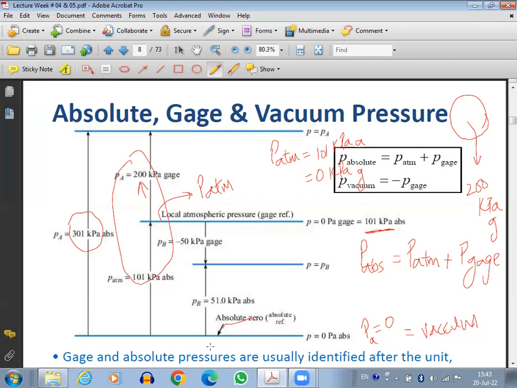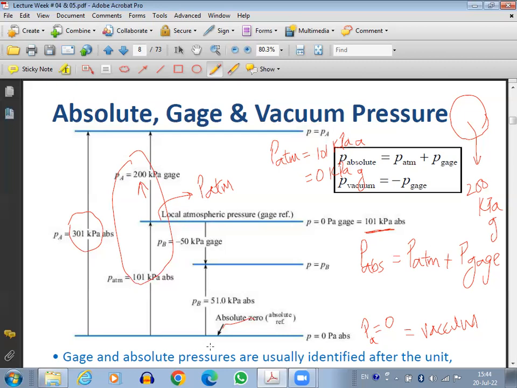So pressure gauge, vacuum gauge. Pressure gauge is an instrument to measure pressure higher than atmosphere. Vacuum gauge is an instrument to measure pressure lower than atmosphere. And what reading will it give? It will give the reading of how much lower than atmosphere the pressure is. So if the vacuum gauge reading is 30 kilopascal, it means 30 kilopascal below atmosphere. So if the atmosphere was 101, then 30 kilopascal vacuum means 101 minus 30, which is 71 kilopascal absolute.